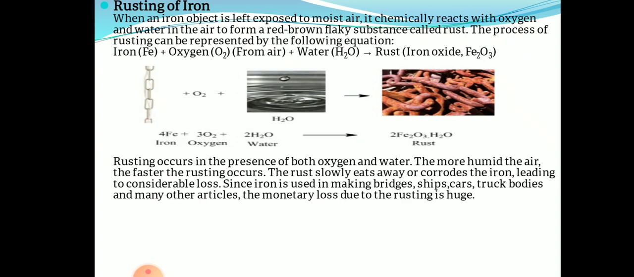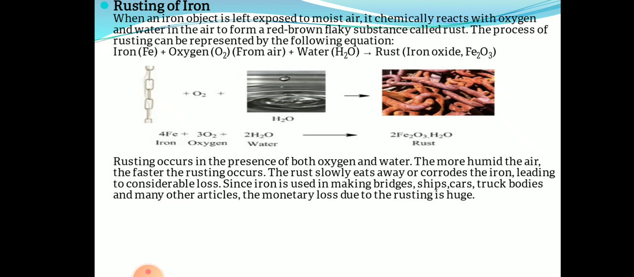Why and how is iron rusted? When an iron object is left exposed to moist air, it chemically reacts with oxygen and water in the air to form a red-brown flaky substance called rust. The process of rusting can be represented by the following equation. Iron, its chemical symbol is Fe, in presence of oxygen from the air and moisture in the air, that is water, it forms rust, that is iron oxide, Fe2O3. Here below is its balanced reaction.